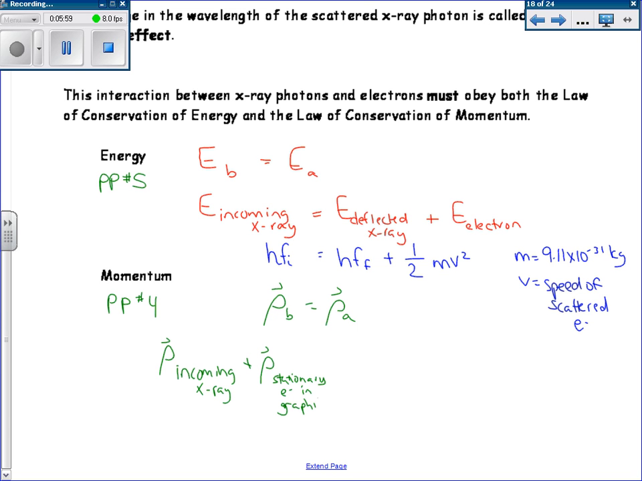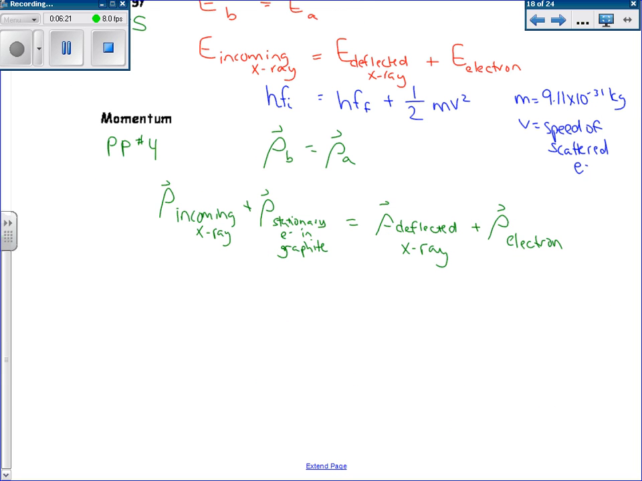That's before. And after, you have the momentum of the scattered X-ray, deflected X-ray, oh sorry, I'm trying to use the same language, deflected X-ray, plus the momentum of the electron. So the problem that we run into here is we know that the momentum of a particle is m times v, so mass of the electron, velocity of the electron. Right, in this case that's 0, but what in the world do we use for the momentum of a photon?